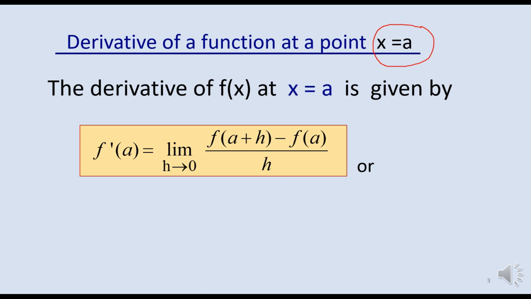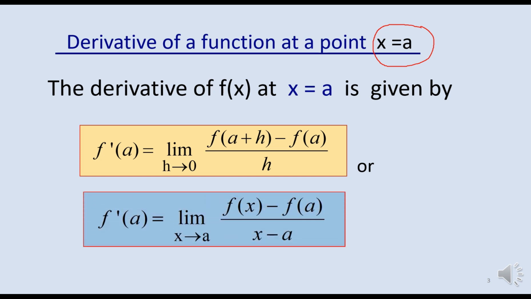Okay, or we have another formula. f prime a equals the limit when x, okay, please take note, here it is not h but x, approaching a of f(x) minus f(a) over x minus a. You can use both of the formulas to get the value for f prime a, but for the next example I will use the lower one, the second one. Okay, let's take a look at the next example.